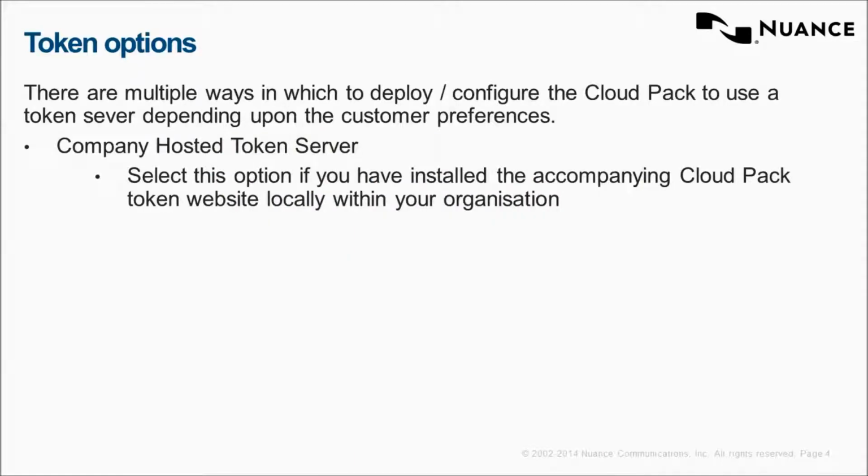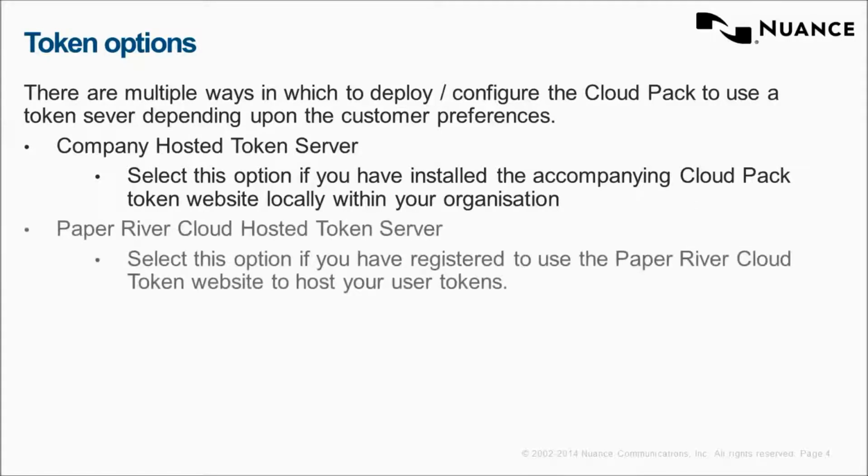So the first option, Company Hosted Token Server. You'd select this option if you've installed the accompanying Cloud Pack token website locally within your organization. That's the installation that I've performed, and you would typically have that installed within a domain, although you could cloud host that server yourself if you really wanted to.